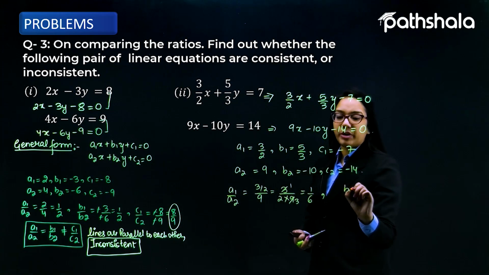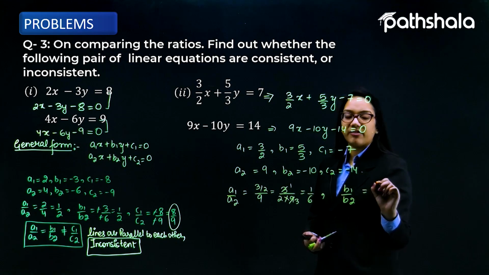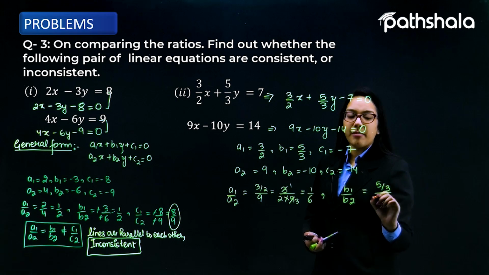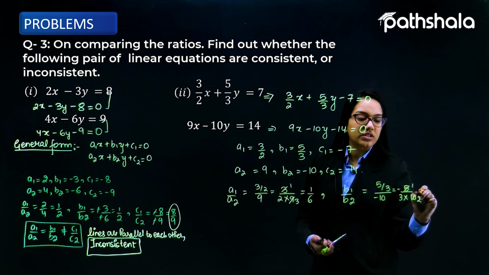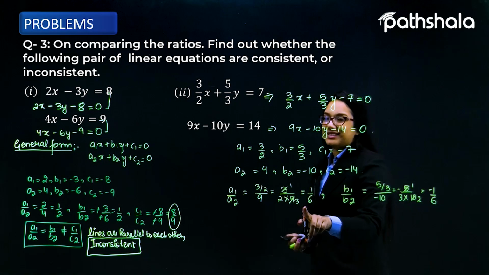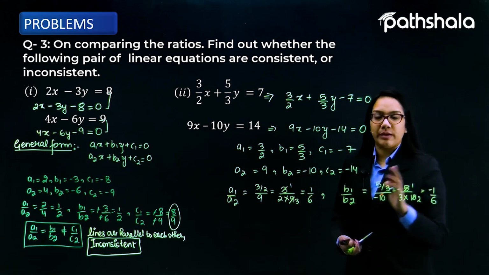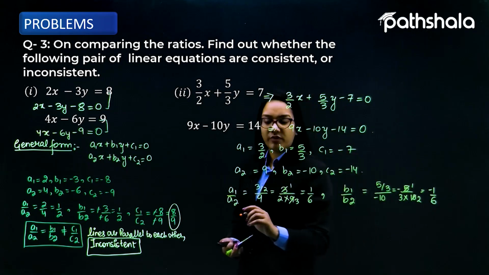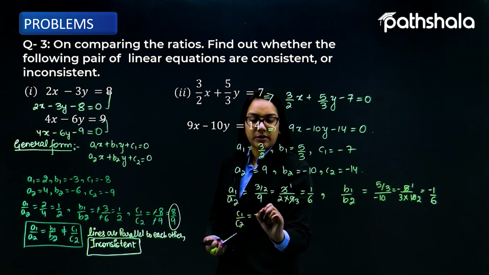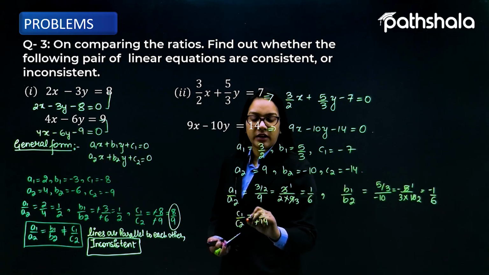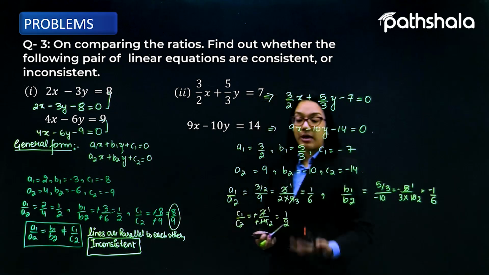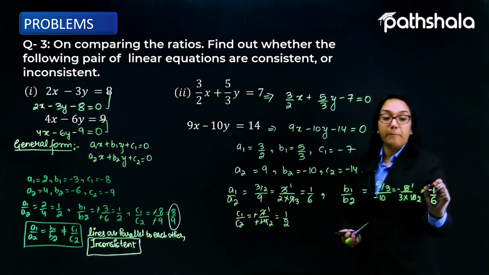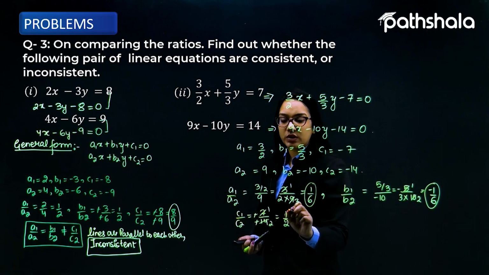Furthermore, b1 by b2 is 5 by 3 divided by minus 10, which we can write as 5 by 3 into minus 10. 5 into 1 is 5, 5 into 2 is 10, so this is minus 1 by 6. So a1 by a2 is 1 by 6 and b1 by b2 is minus 1 by 6. Both of them are not equal to each other. Furthermore, c1 by c2 is minus 7 by minus 14. Negative and negative cancel, 7 into 1 is 7, 7 into 2 is 14, so this comes out to be half. So a1 by a2 is 1 by 6, b1 by b2 is minus 1 by 6, and c1 by c2 is half.